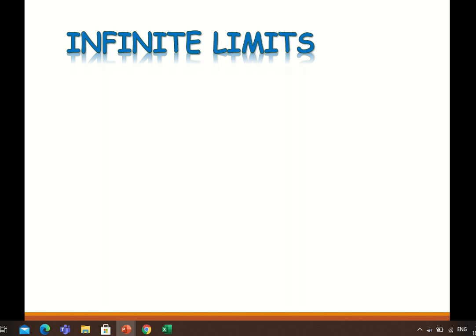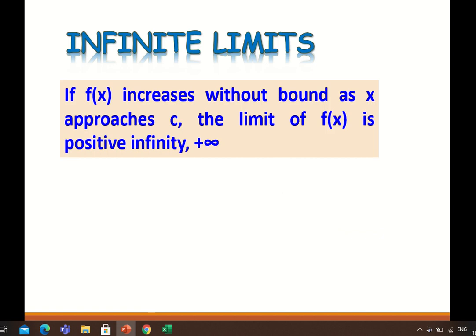Now we are going to discuss more about infinite limits. What is it? If a function increases without bound as x approaches c, the limit of f of x is positive infinity.